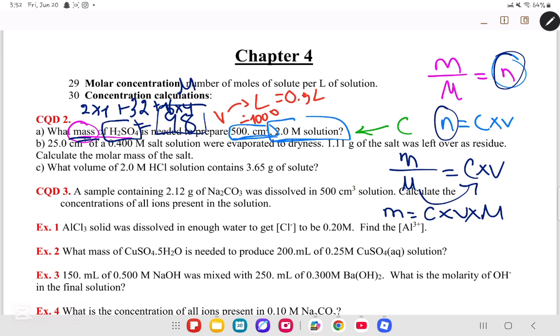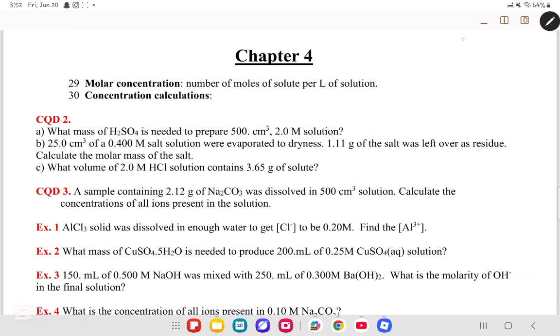Okay, now as you can see, we have everything we need. We have the molar mass, we have the volume in liters, and we have our concentration. Remember to make everything into its scientific unit, okay? So in this case, to find the mass, it's equal to the concentration, which is 2, times the volume, which is 0.5 liters, times the molar mass of H2SO4, which is 98. If you put it on the calculator, 2 times 0.5 times 98, it is also 98 grams. Okay, so that is it for part A.